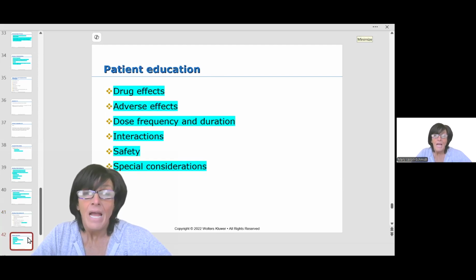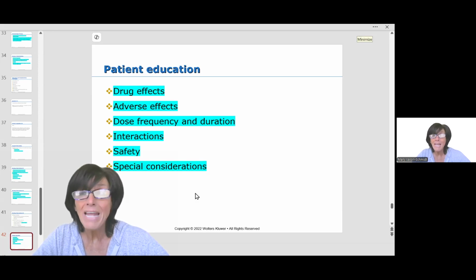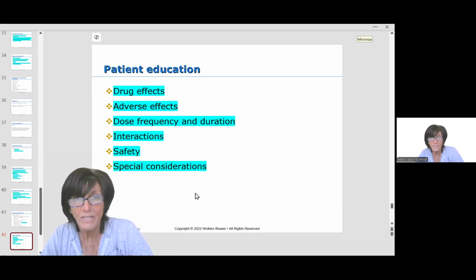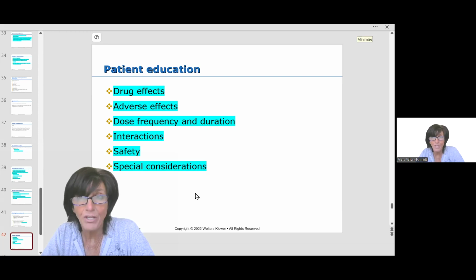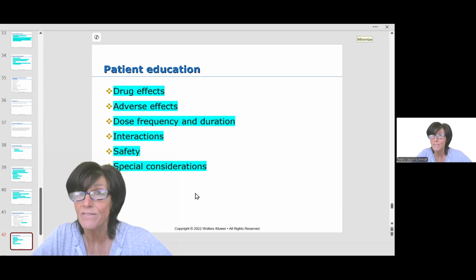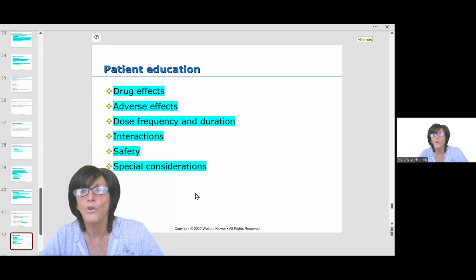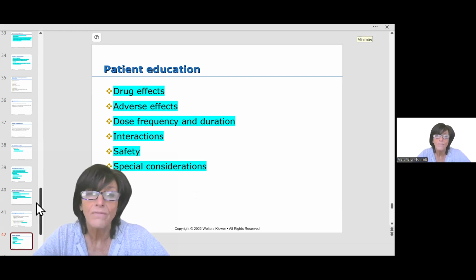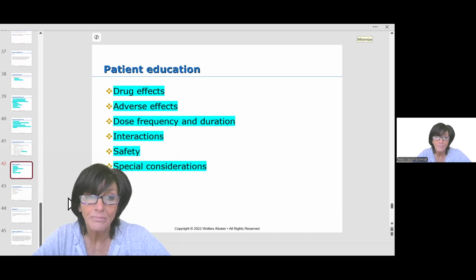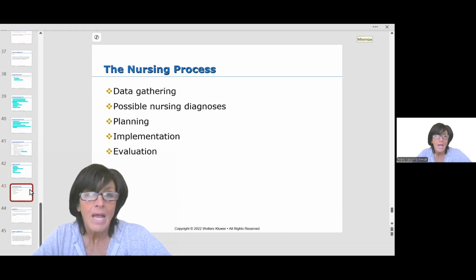Okay. And then for patient education, whatever meds you're giving them, make sure that you have explained what the drug does, its effects, what the adverse effects could be and what they should report, what their dose is, how often they take it, and for how long, any drug-drug interactions, any safety measures that they need to think about when taking that particular drug, and any special considerations. Side effects, like some drugs can discolor your urine, right? So they need to know all of that. And that's your responsibility. Okay, so make sure you know that.